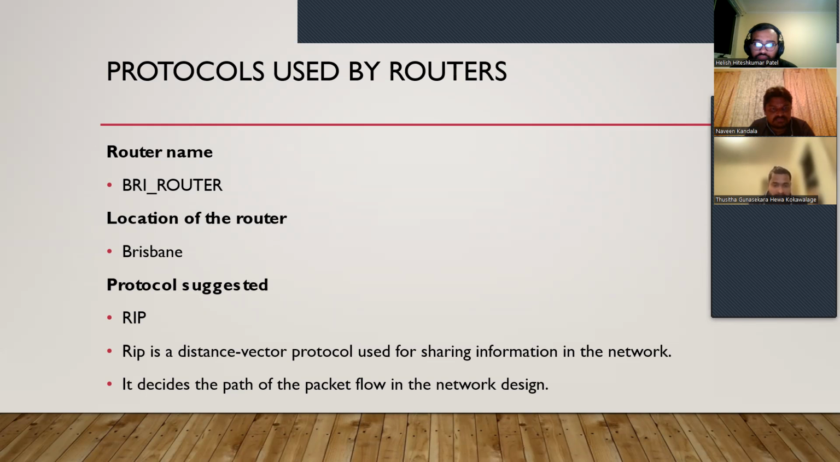It decides the path to get the destination of the network in the data flow, and each router broadcasts. The protocol is used for sharing information in the network and it decides the path for the network design. Can you move to the next slide?